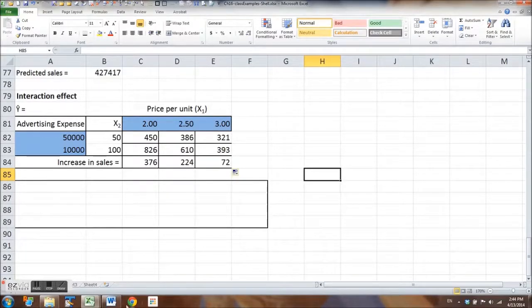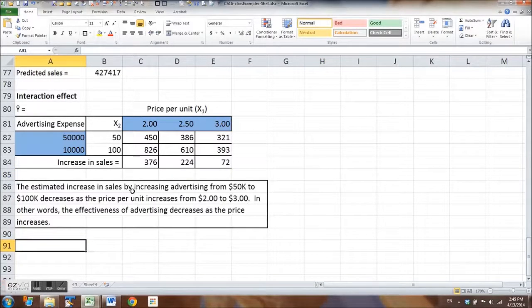So let's write that down here. The benefit of increasing the advertising from 50K to 100K decreases as the price increases from $2 to $3. In other words, the effectiveness of advertising decreases as the price increases.